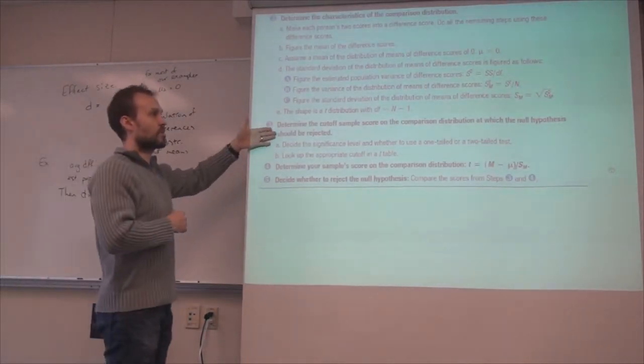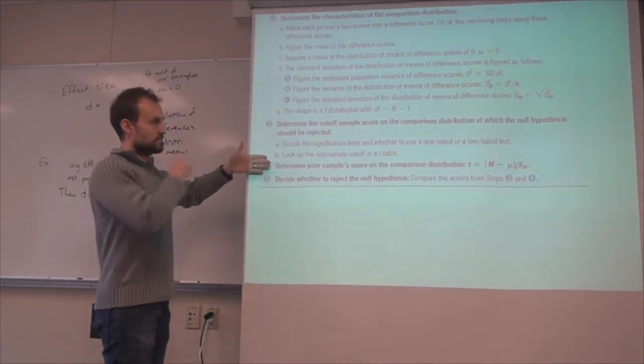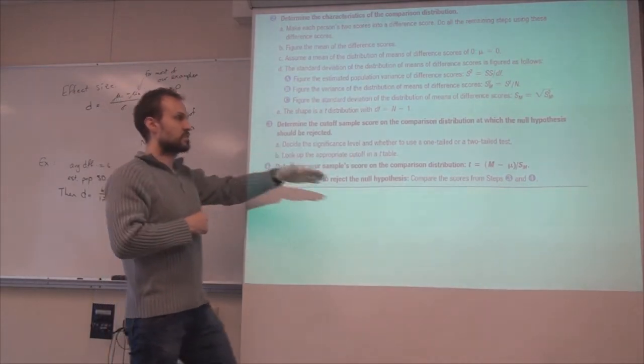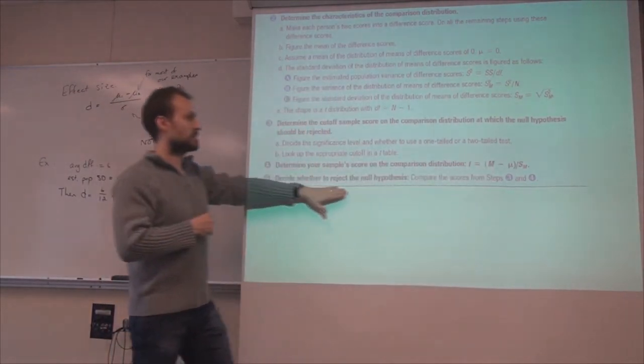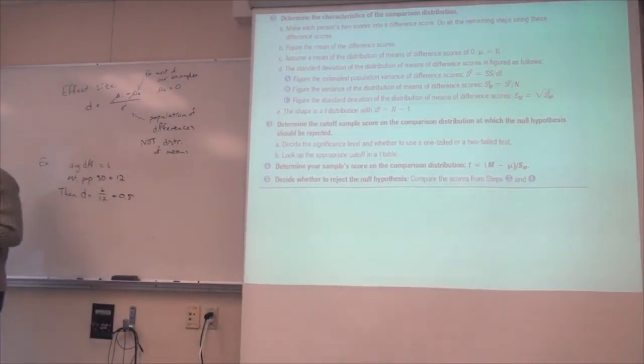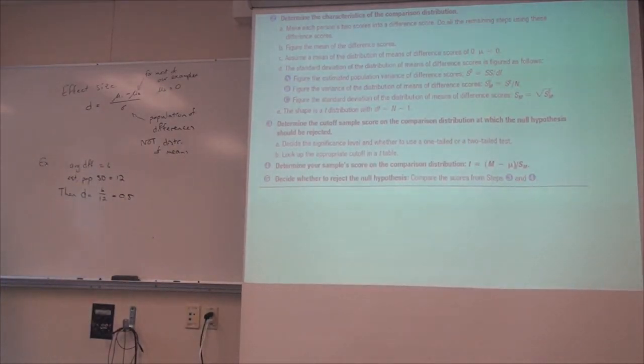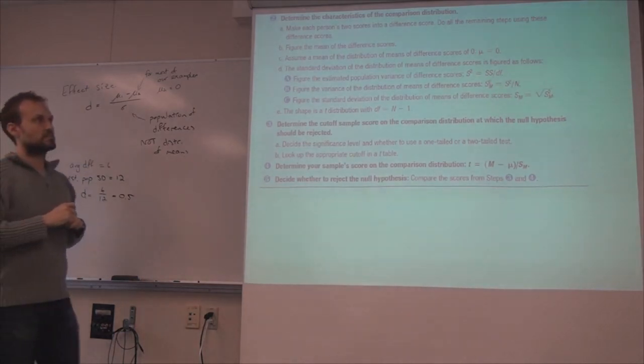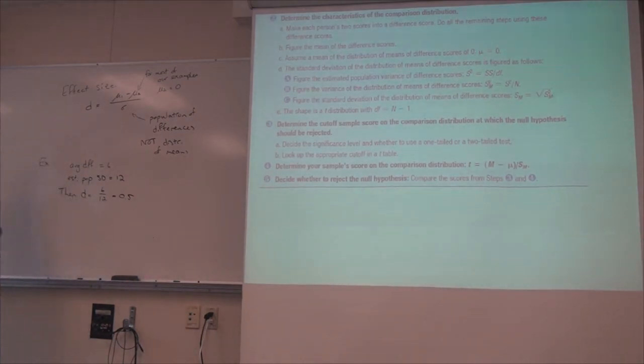Determine the cutoff sample by way of my t-value. See what my sample suggests as a t-value, and decide whether I reject the null hypothesis or not. Everything's the same except I'm looking at the differences. So it's really not so bad. Any questions before we take a break?